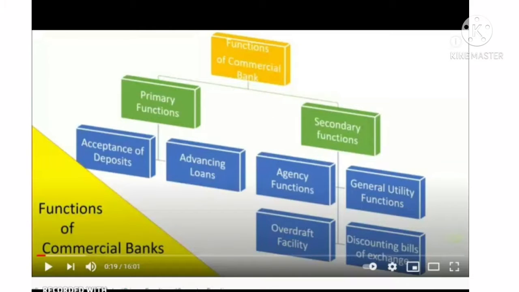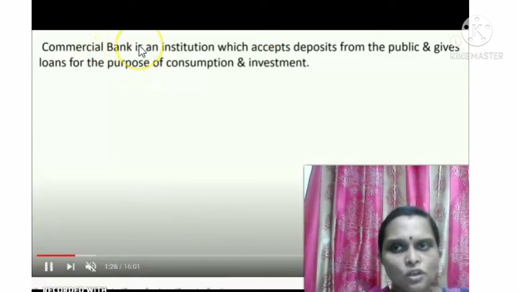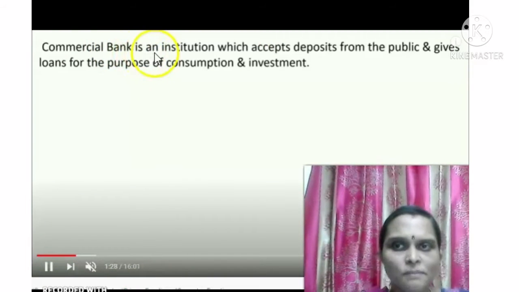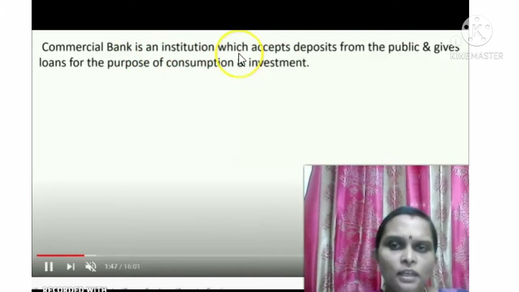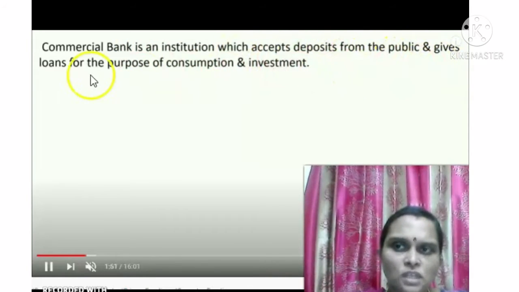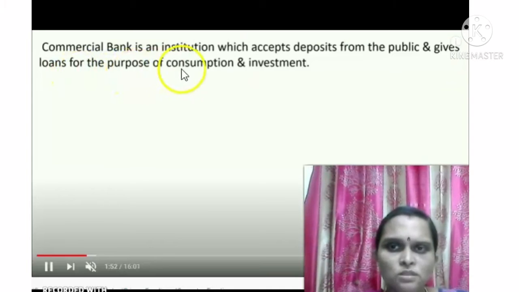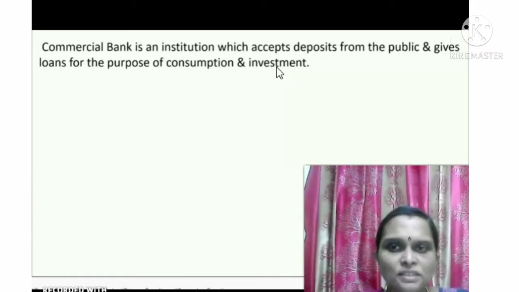So this was formed after the coming of the Banking Regulation Act of 1949. Next we will be studying the definition of a commercial bank. A commercial bank is an institution with the aim of accepting deposits from the public and giving loans for the purpose of consumption and investment. So these are the main functions of commercial banks.